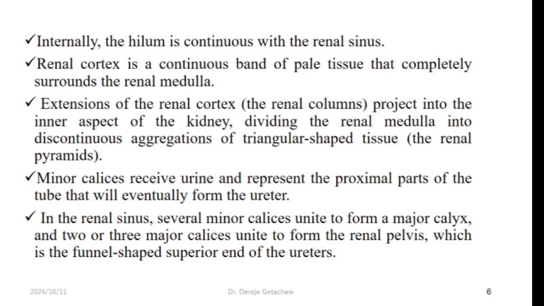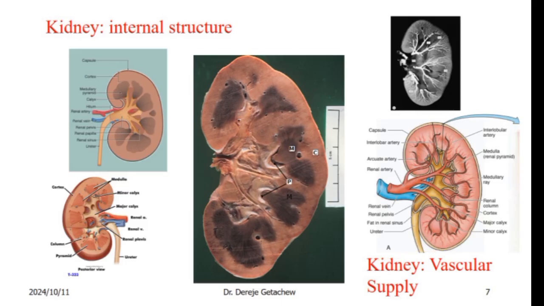And the minor calyces receive urine from the collecting duct and represent the proximal parts of the tube that will eventually form the ureter. In the renal sinus, several minor calyces unite to form a major calyx, and when two or more major calyces unite, they form the renal pelvis, and this renal pelvis is the funnel-shaped superior end of the ureters.